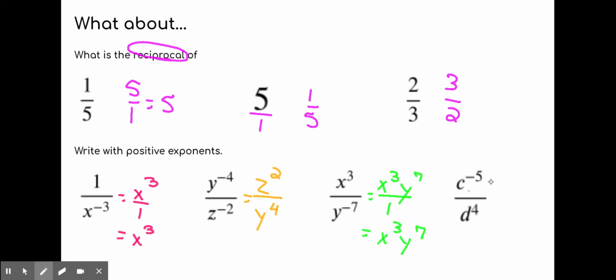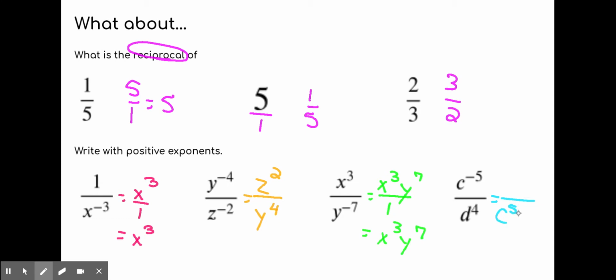Let's look at one more. C to the negative 5th over D to the 4th. Remember, the only ones that need fixing are negative ones because they are unhappy and they think the grass is greener on the other side. So C to the negative 5th is not happy. It's negative. So it's going to go to the other side, and it's going to become C to the positive 5. When it goes to the other side, it's happy.